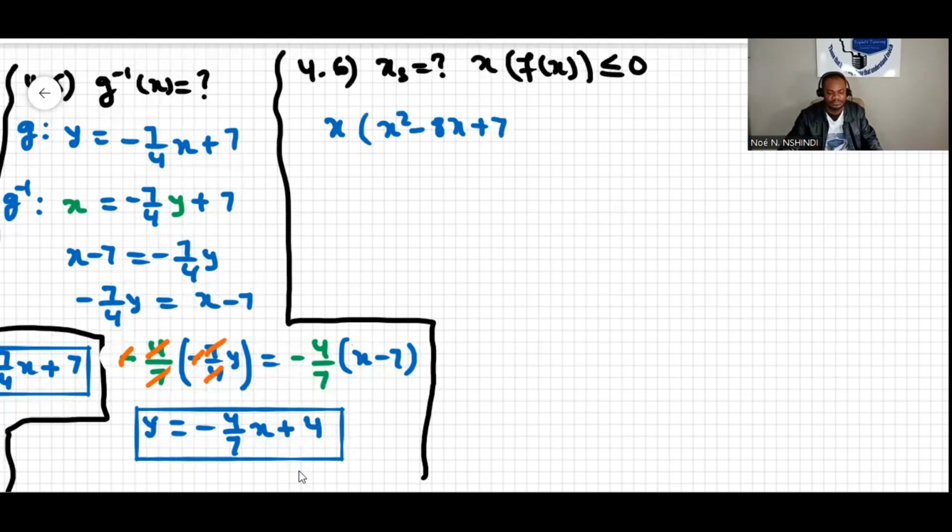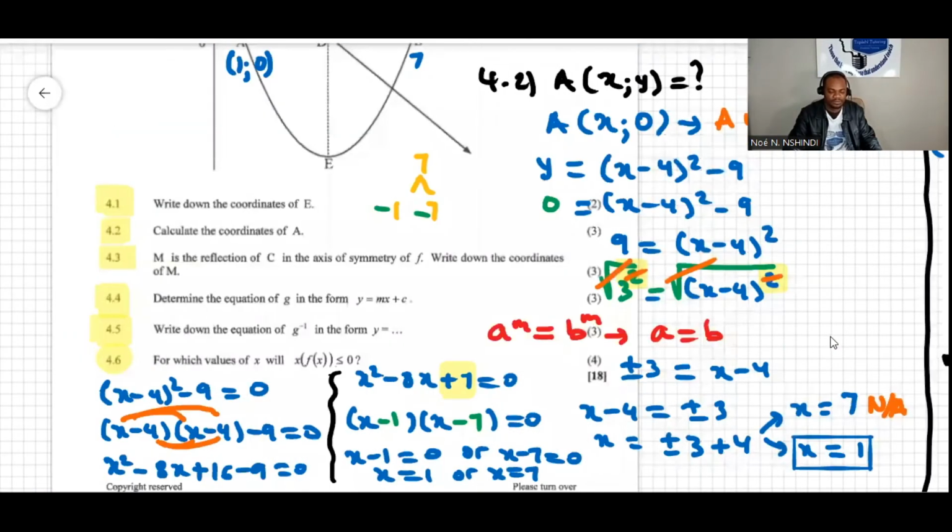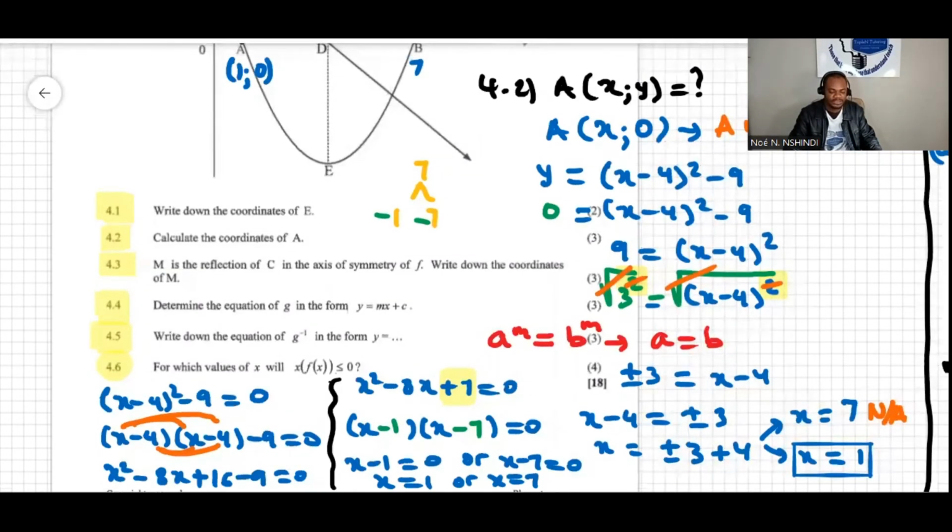Let's double check. All this is just f of x. Let us double check it. We did work it out earlier when we calculated f of x, expanded it, and got x squared minus 8x plus 7 equal to 0. That was f of x.